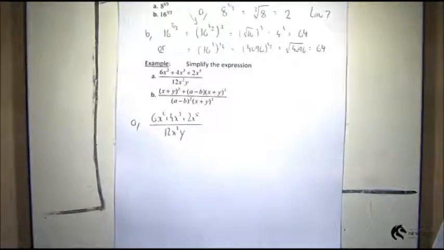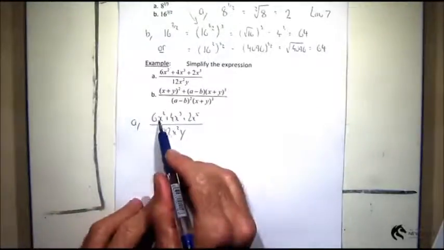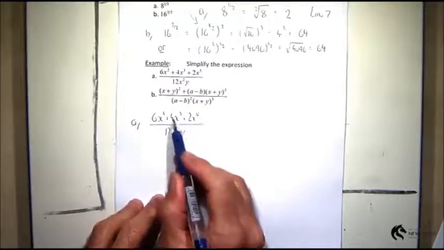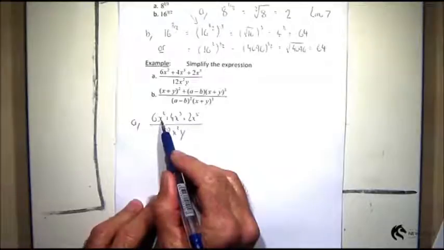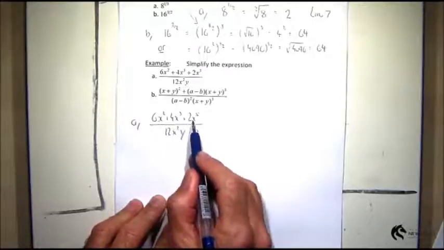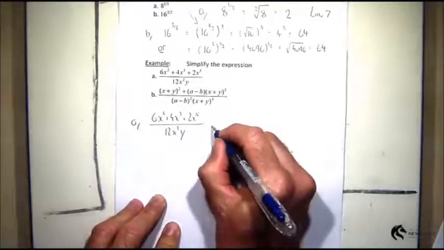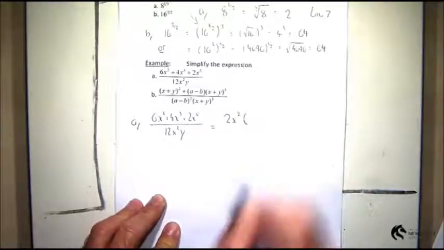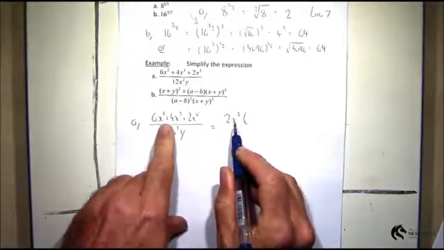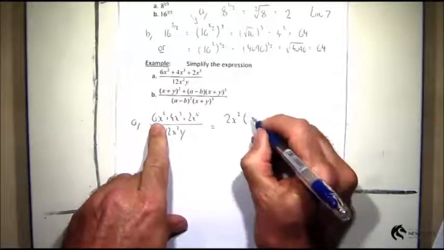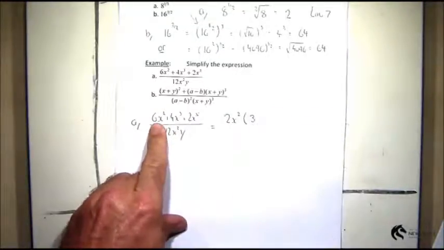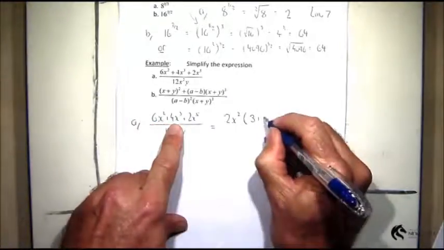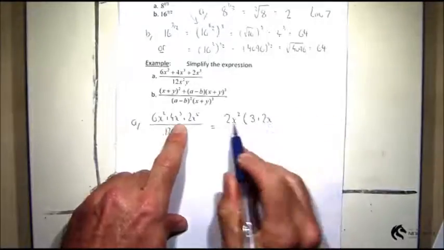But if you look in the numerator, you can see each of these terms has a 2 as a factor. And in fact, each term has x squared as a factor. So using my laws of indices, if I write 2x squared out the front, what have I got to multiply 2x squared by to get 6x squared? 3. What have I got to multiply 2x squared by to get 4x cubed? The answer is 2x, because 2 times 2 is 4.